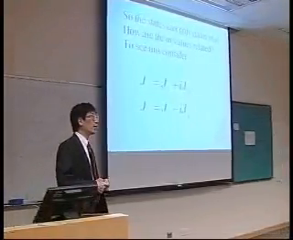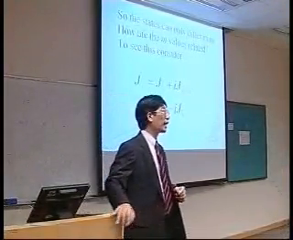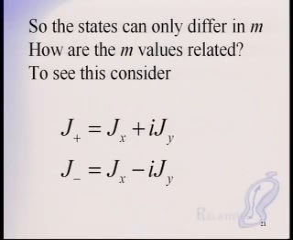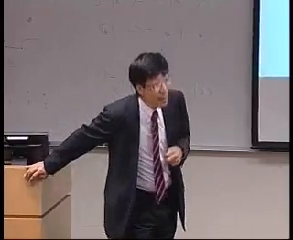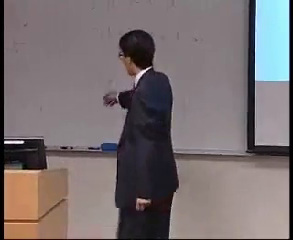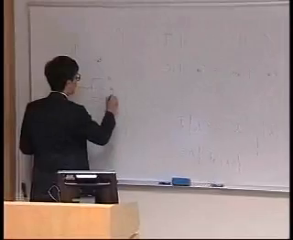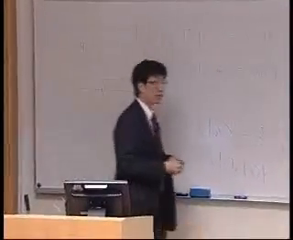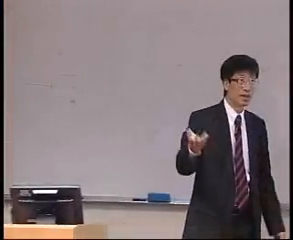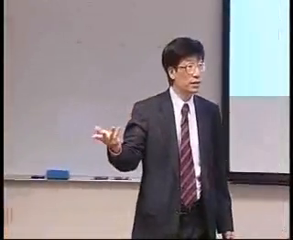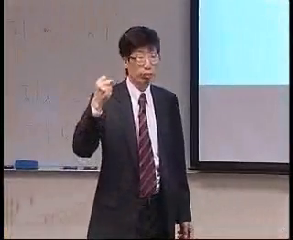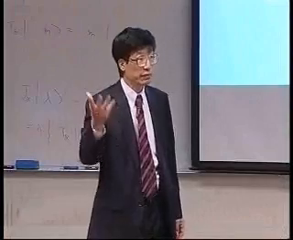Therefore, the states in the irreducible representation can only differ in m, right? Because they are labeled by lambda and m. Lambda is the same, so they can only differ in m. So how are the m values related? Suppose you have three of them, say m1, m2, m3. How are they related? Well, in this case, you know the answer. The m's can only differ by 1 unit, right? So let's try to prove this. Prove that they must differ by 1 unit.